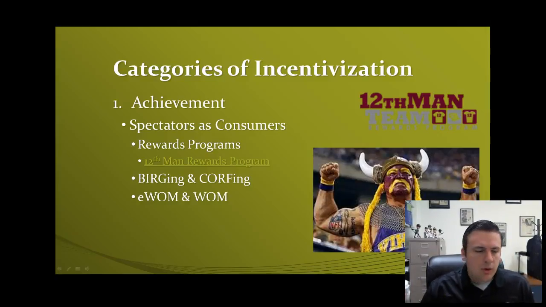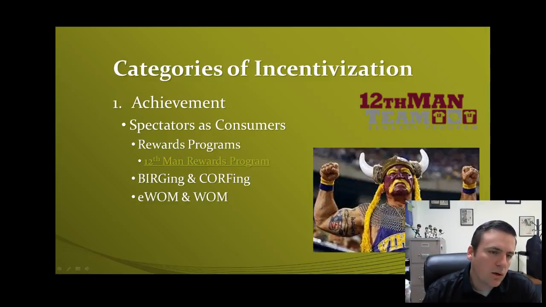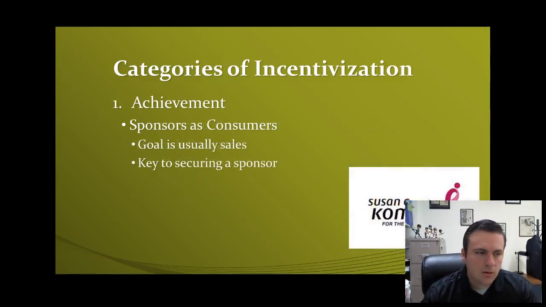Others would be Burger and Corfing. We've talked about this before. Basking in reflective glory, casting off reflective failure. Again, the we versus the they phenomenon, living vicariously through that group. And then word of mouth and electronic word of mouth changes how people express achievement through social media. And so, again, incentives that are trying to encourage this idea of achievement in spectators is one of those types of categories. And the third one is the sponsors.